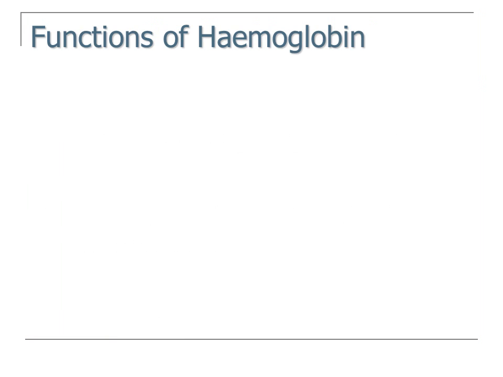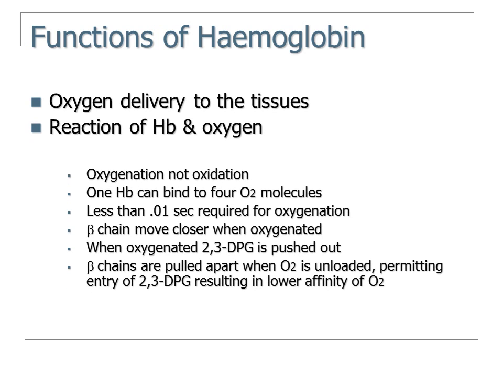So the functions of hemoglobin are: 1. It helps in oxygen delivery to the tissues. 2. It helps to transport oxygen by reacting with oxygen. And the reaction of oxygen with hemoglobin is oxygenation, not oxidation, in which one hemoglobin can bind four oxygen molecules, and less than 0.01 seconds is required for oxygenation to take place.